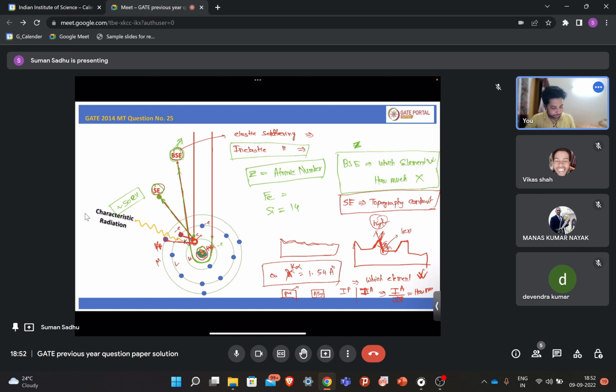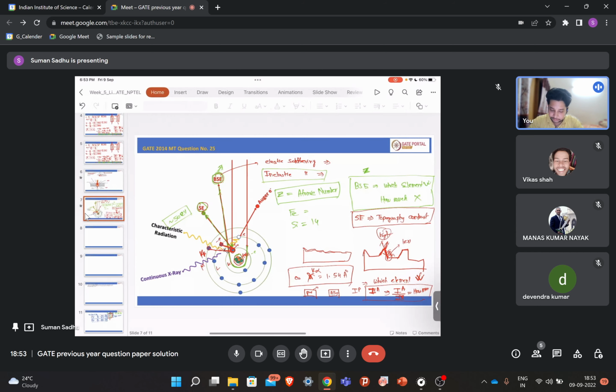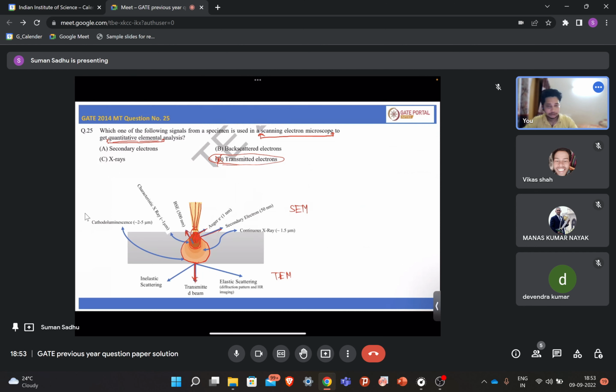So from the X-ray you can get quantitative elemental analysis, like how much of an element is present. You can only get that from the X-ray. Now you understood, right? How these signals are generated and why we are using X-ray for quantitative elemental analysis, and why secondary electron or BSE electron cannot give it.